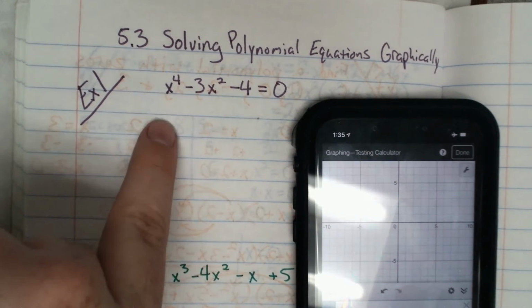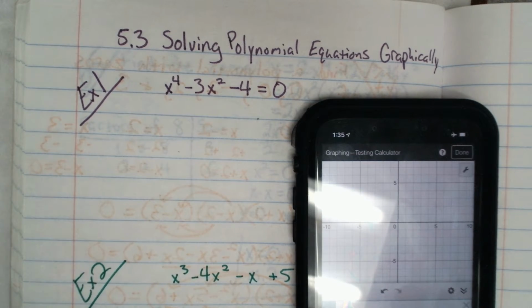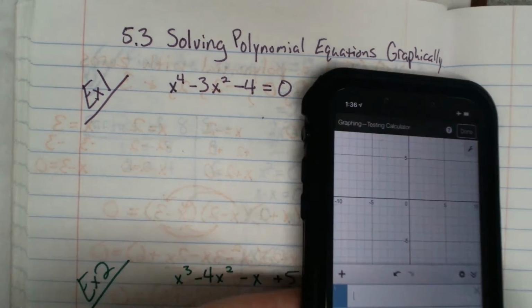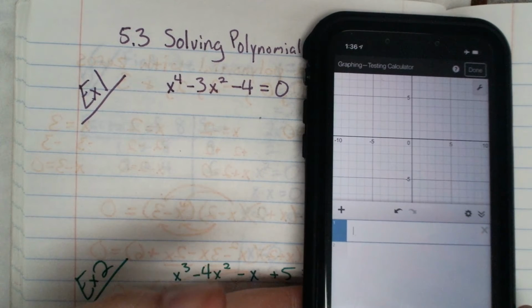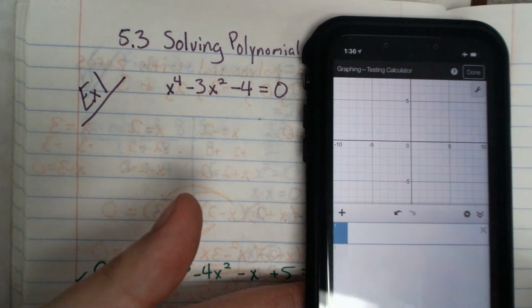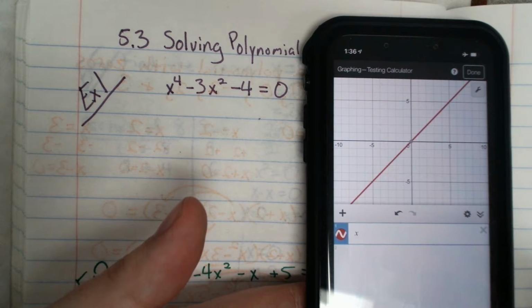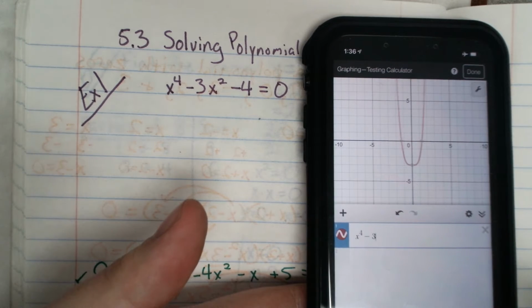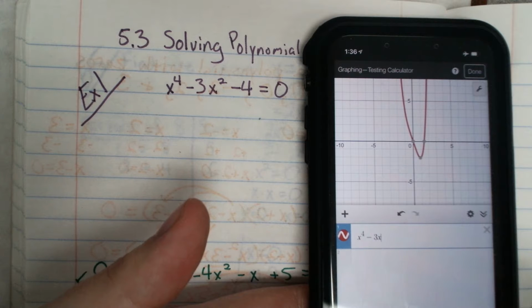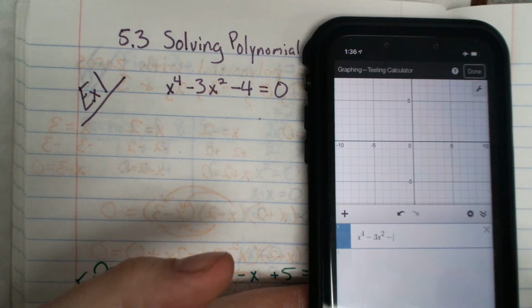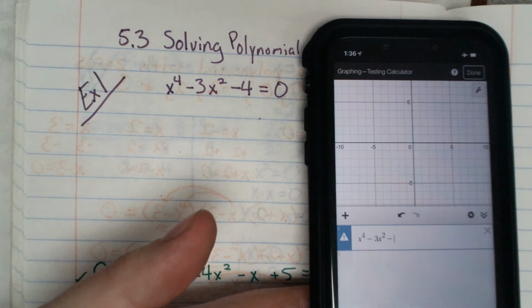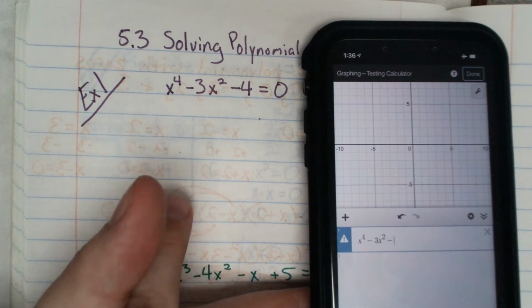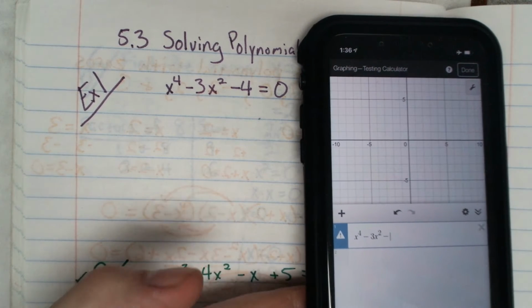So if we want to solve the equation x to the fourth minus 3x squared minus 4 equals 0, we can pull up a graphing calculator. I'm going to use Desmos and see what we get. So x to the fourth power minus 3x squared minus 4.